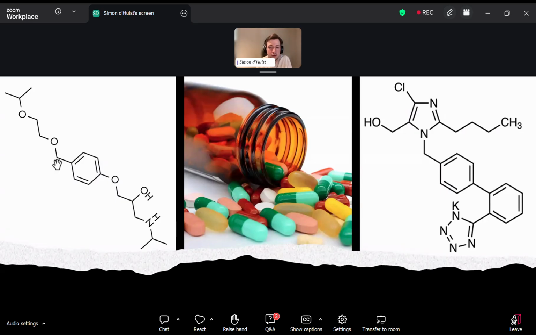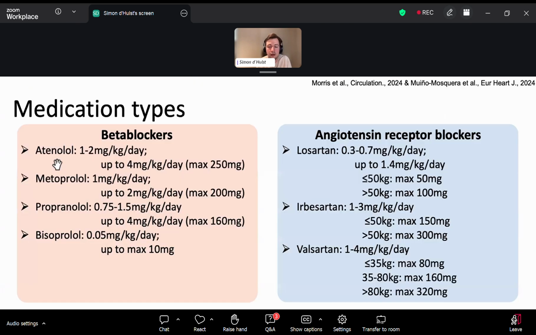Of course, most children with aortopathies will eventually require some medical treatment to slow aortic growth. In this case, beta blockers and angiotensin receptor blockers are the main pharmacological options, with atenolol and losartan being the most commonly used agents. Currently, there's no strong evidence favoring one strategy over the other, beta blocker or losartan, angiotensin receptor blockers.